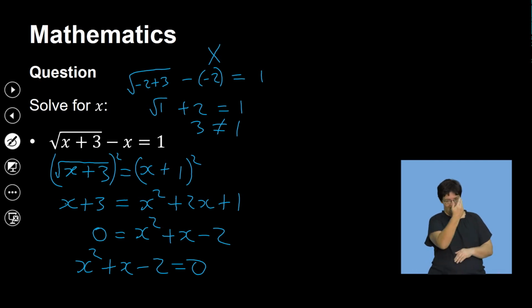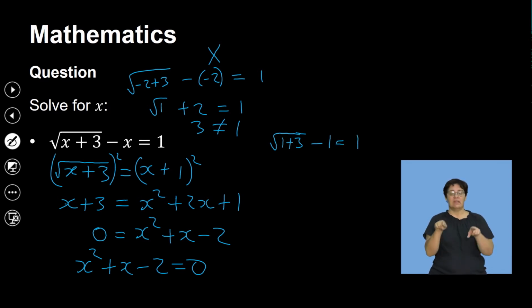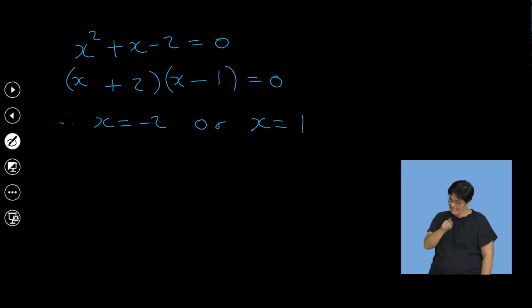Let's look at the other one, which is 1. If I substitute 1 there, it will be square root of 1 plus 3, and then minus 1, and this must be equal to 1. So square root of 1 plus 3 is the same as square root of 4, which is 2, minus 1. It is definitely equal to 1. So 1 will be equal to 1. Then you conclude, therefore, x is equal to 1.